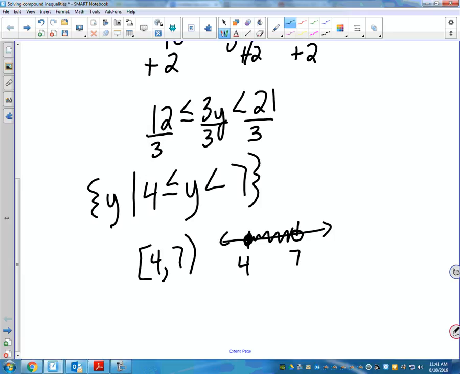Questions about that? Yes, because and is just where it has to happen at the same time. Yes. So you're only shading what's in the middle. At the top, I was trying to show you where it overlapped. Okay?